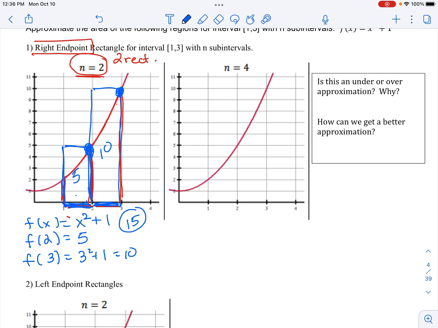Okay? Now let's do the same thing, but this time let's say I ask you to use 4 rectangles. So that means I'm still going from 1 to 3. So that means the width of each rectangle is now only 0.5. So we're still going to use a right endpoint. So your rectangle is going to hit here. There's your first one, second one, third one. Okay, not exactly drawn to scale. There's your fourth one. So we want to be able to add up the areas of all those rectangles.